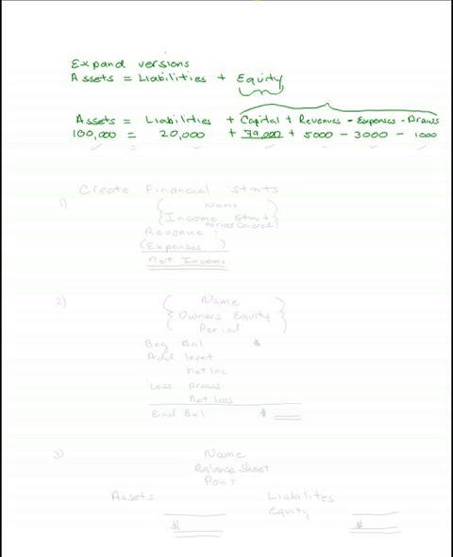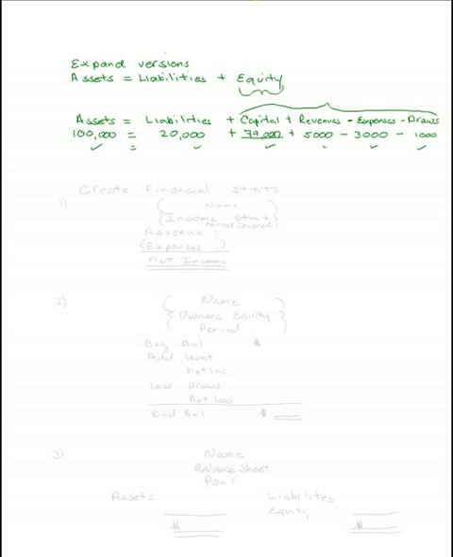If you know you have 1, 2, 3, 4, 5, if you know 4 of the 5 variables, then you can always come up with the fifth, because you know it must equal assets in the end. There's an exercise on my accounting lab where you can practice both the accounting equation and the expanded version of the accounting equation.